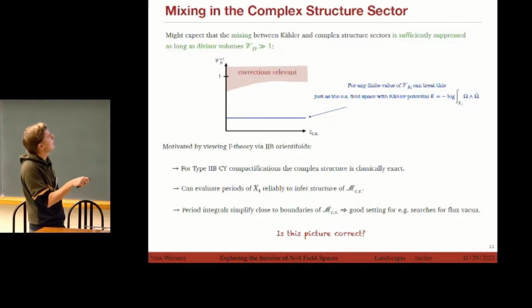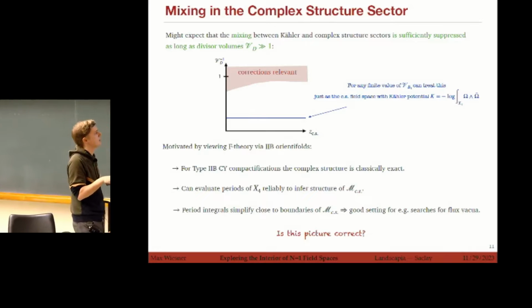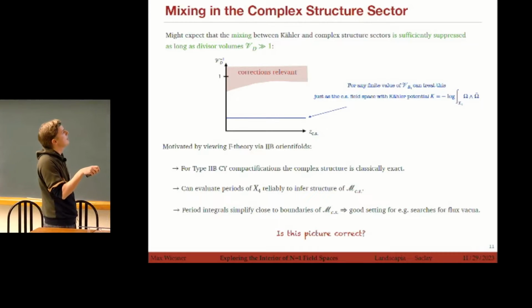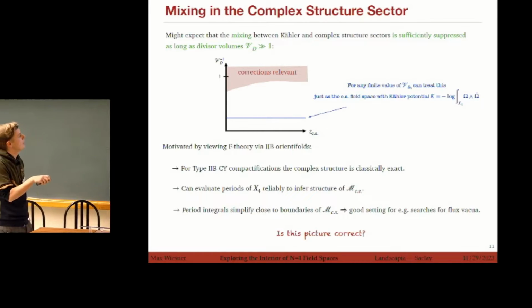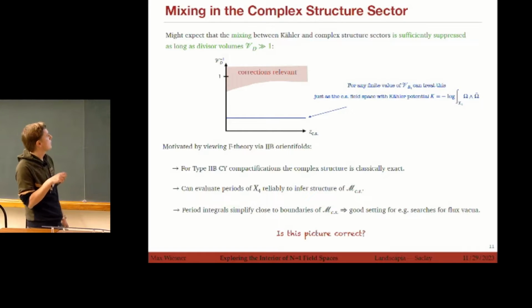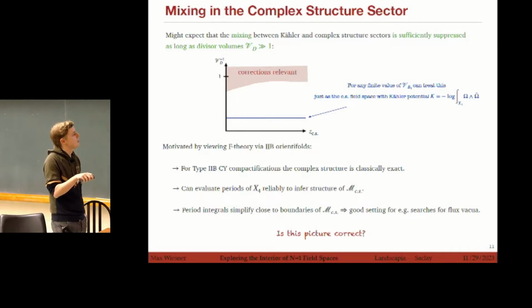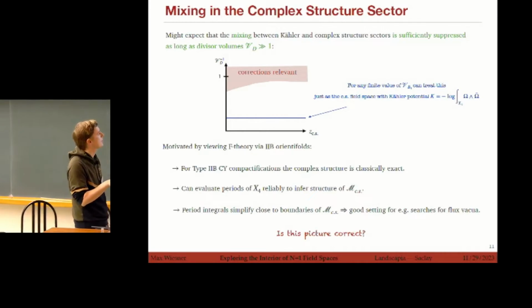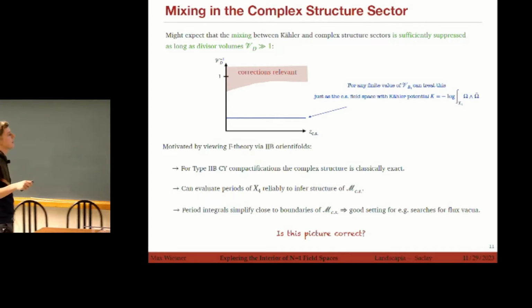And this is often motivated by viewing F-theory via type IIB orientifolds, because in type IIB Calabi-Yau compactification, the complex structure sector is classically exact, so we can just describe it through this scalar potential. One could evaluate the periods of X4 reliably to infer the structure of the moduli space if one wants to work with actual F-theory. And the period integrals, of course, simplify close to boundaries of the complex structure sector, which I would, for instance, put here. This would be, for example, my large complex structure point, or any other of the points that Irene and Thomas classified in detail.